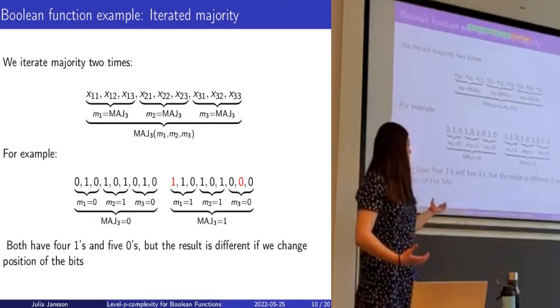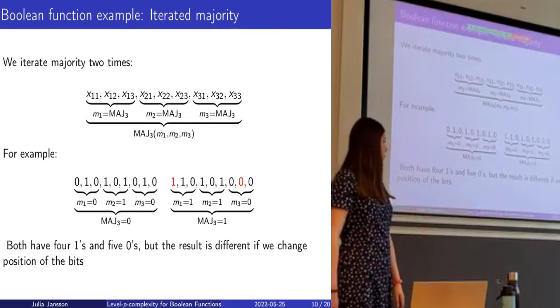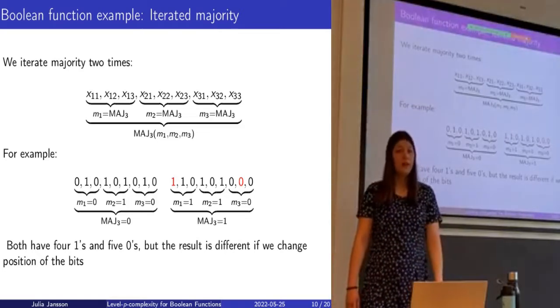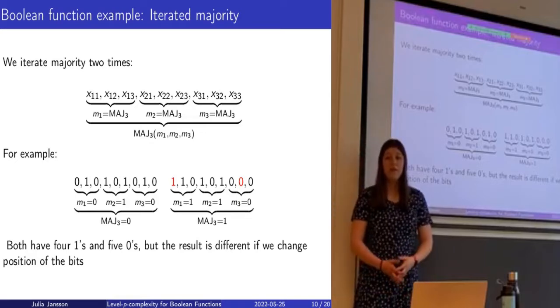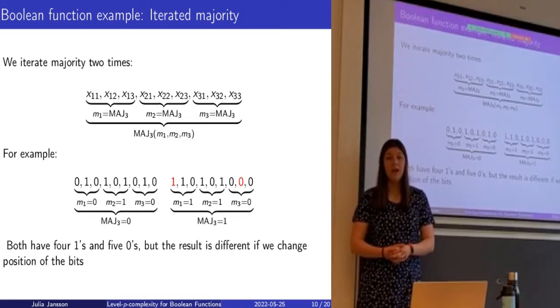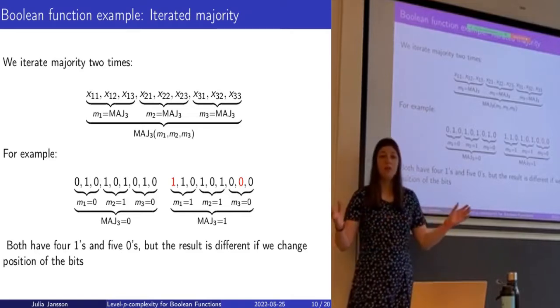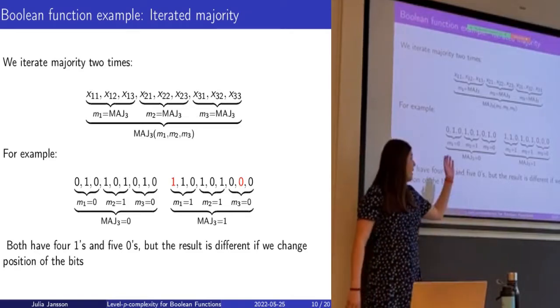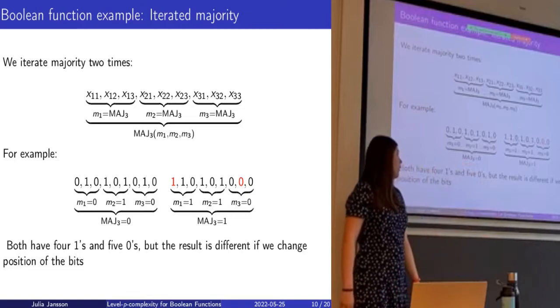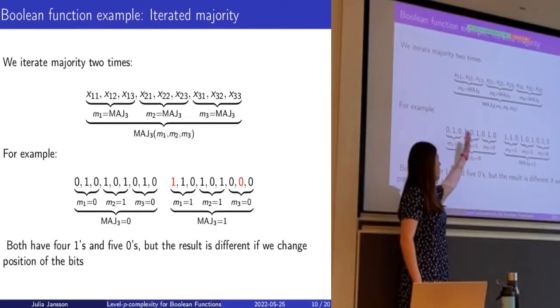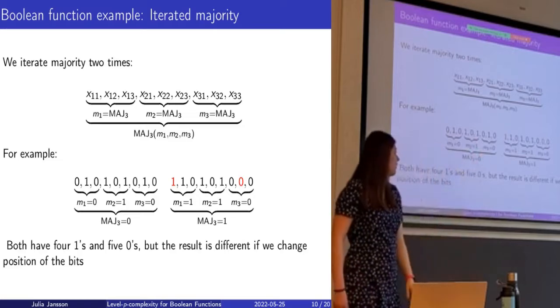And both of these examples have 4 ones and 5 zeros, but the result is different if we change the position of the bits. And this means that we don't have the same symmetry property as we have with majority, because there we could just switch the order and the result will be the same. But here we cannot blindly switch the order like this. We could still switch the order in the blocks and between the blocks, but like this we get a different result.